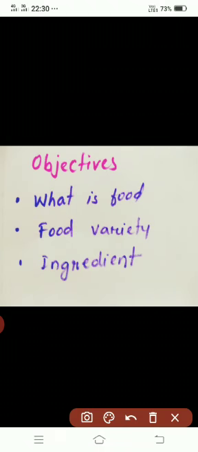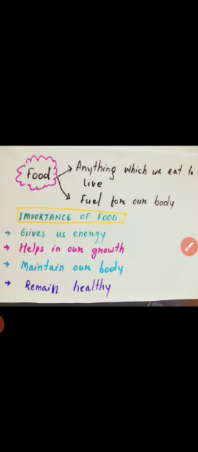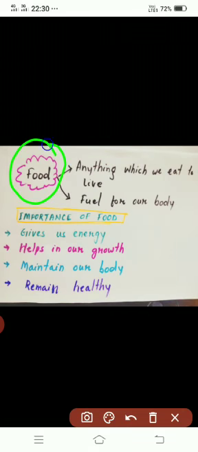So, in today's module, we are going to learn what is food, food variety, and ingredient. So, now let us see what is food. Anything which we eat to live is known as food. In other words, anything that we consume to survive on this earth is known as food.